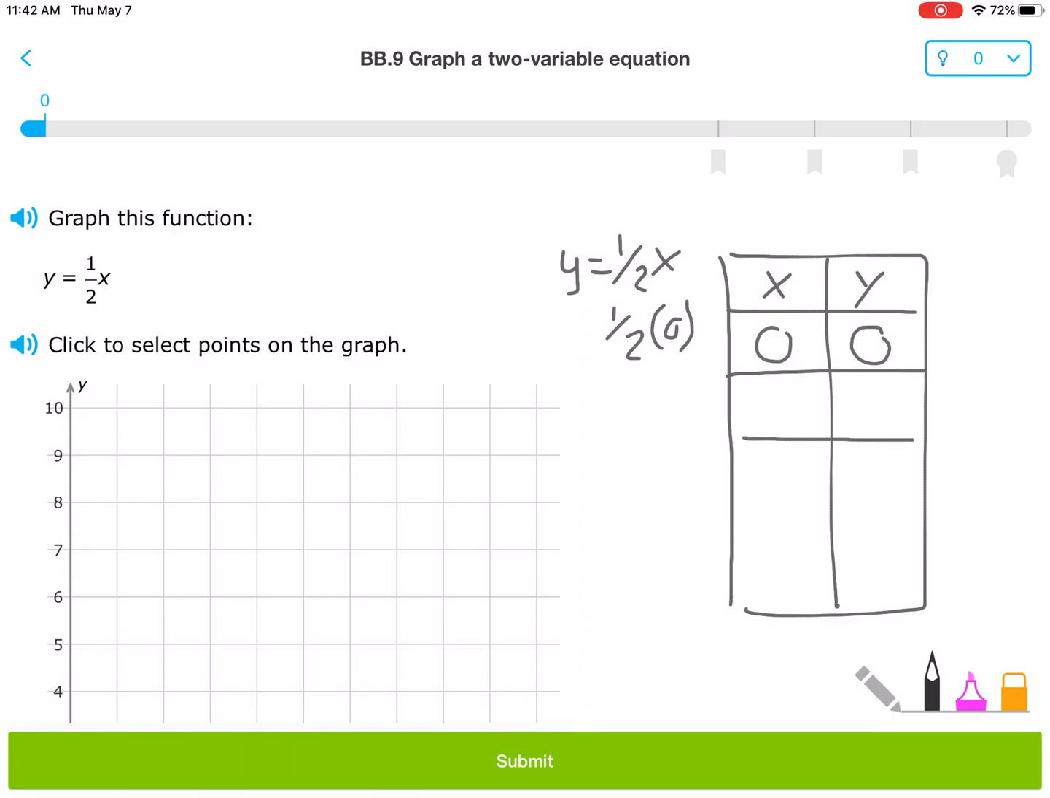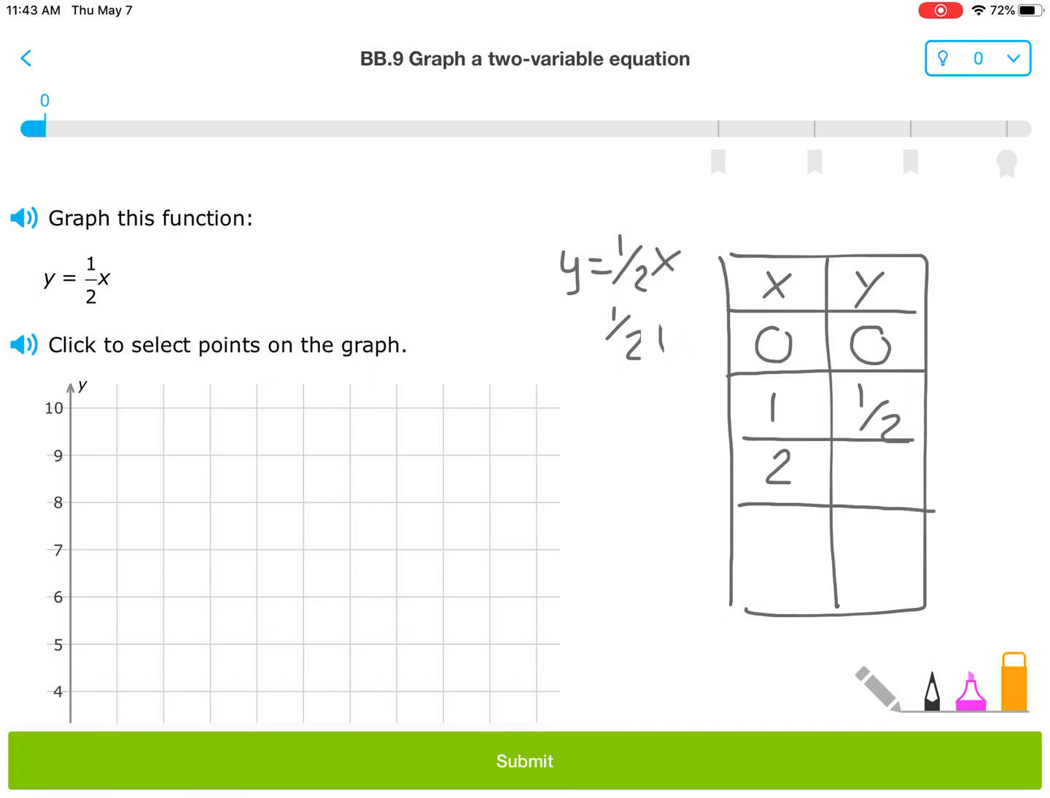Now I'm going to do, what about when x is 1? So I'm going to substitute in 1 for x. Well, 1/2 times 1 is 1/2. Now I understand that when you go to graph that, that's pretty hard because you're kind of estimating where that point goes. So let's keep going. Let's make x 2, okay?